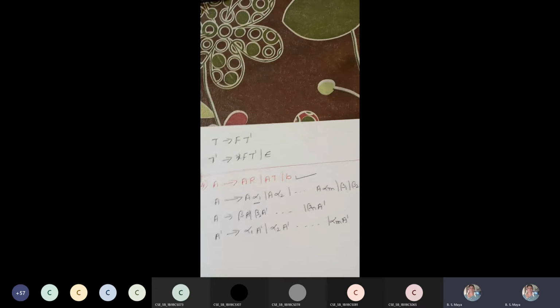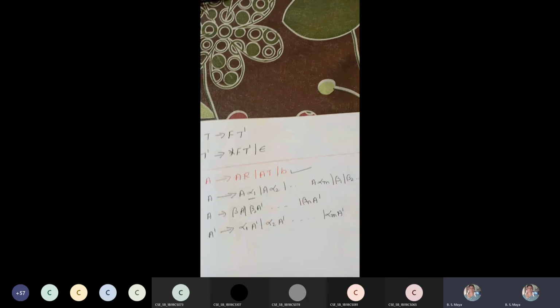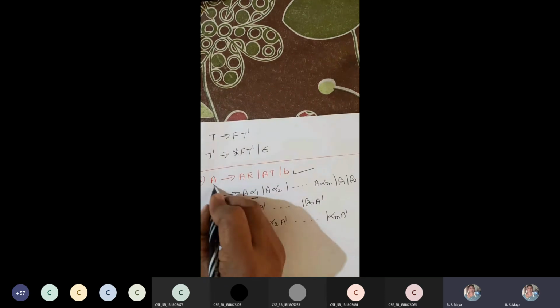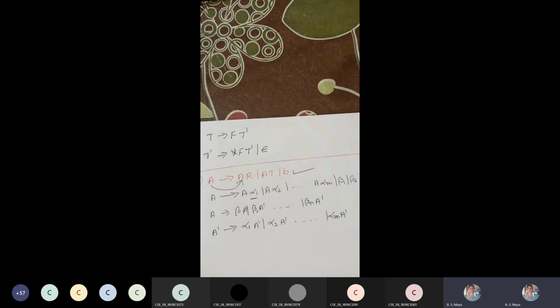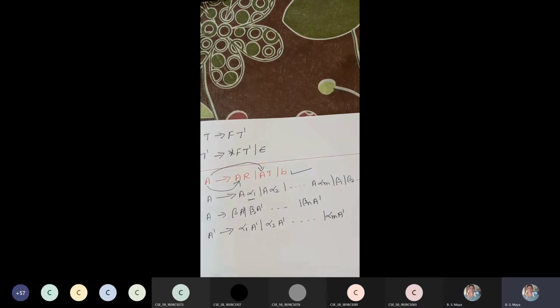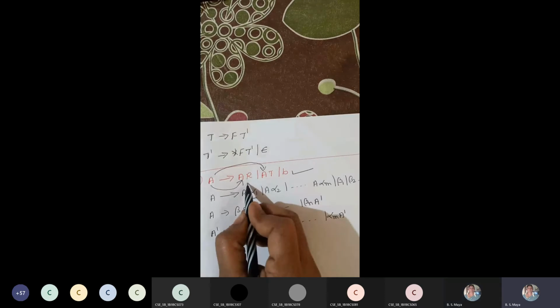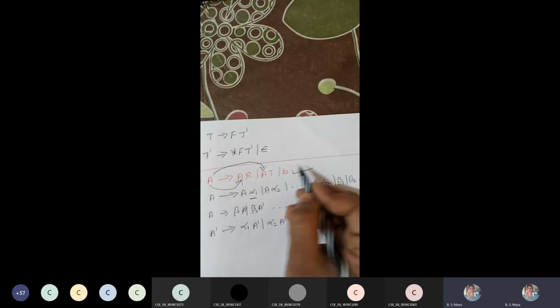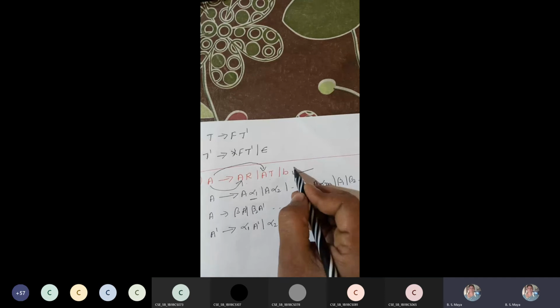Now tell me, how many alphas are there? Two alphas are there. See, this grammar is also left recursion. A derives A alpha. Yes or no? Is it left recursion or not? Yes, ma'am. Then this is A alpha 1, this is A alpha 2, and this is beta 1. Very good.